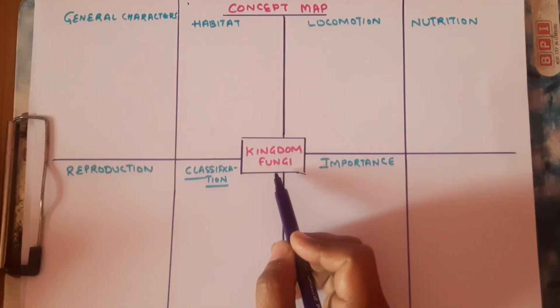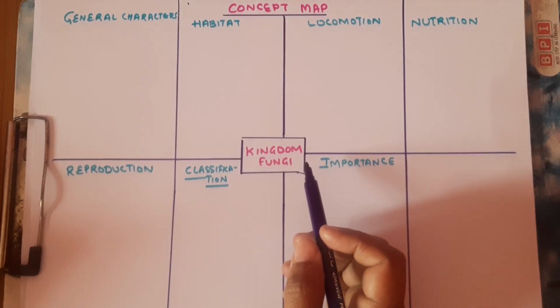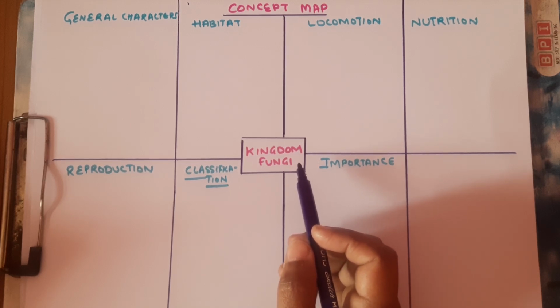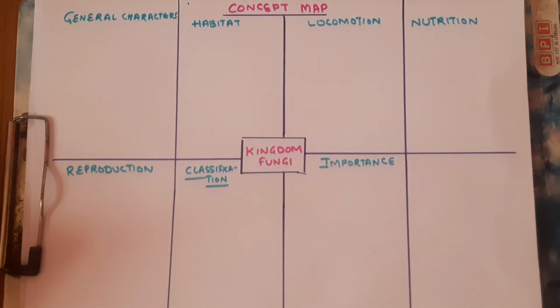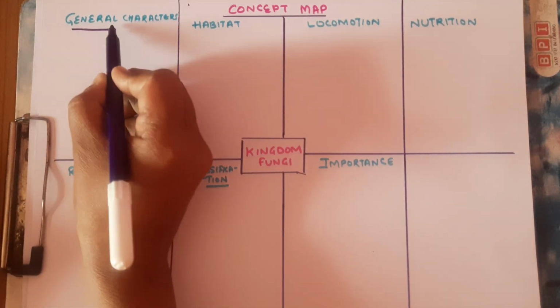It's a unique kingdom of organisms. Why is it unique? Because it is neither a plant nor an animal. It is crucial for ecological balance, and they exhibit very unique characteristics and lifestyles, and they are very diverse also. So now, just quickly learn about the general characteristics of the fungi.